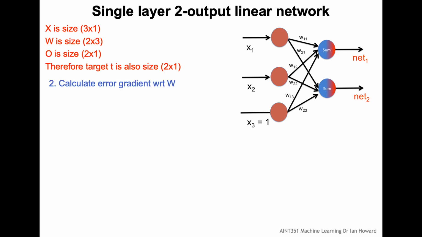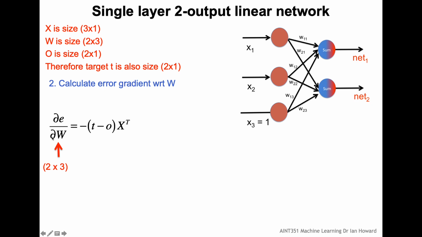Similarly, the target's going to be a 2×1. It's got to be the same size as the output. So you've got 2 outputs here, net 1 and net 2, then you need 2 targets. So what we need to calculate now is the gradient with respect to W. And we know that dE/dW is going to be minus (target minus output) multiplied by the transpose of the data vector x. In this particular case, dE/dW is going to be the same dimensionality as W, so it's got to be 2×3.